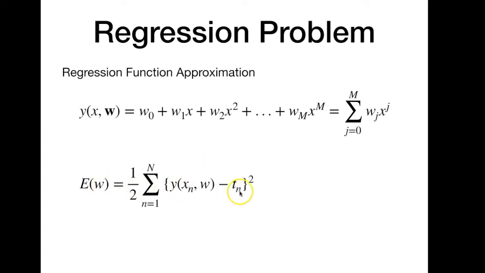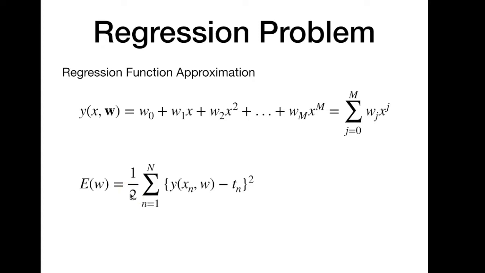So here you have the original output Tn. You take the difference between the estimated output and the original output. You square this for each point, and then you add the error of all the points and multiply it by half.